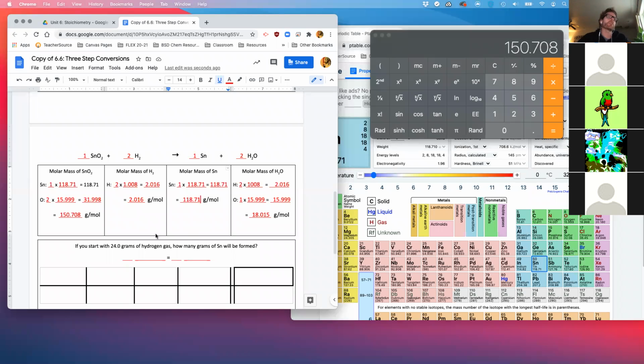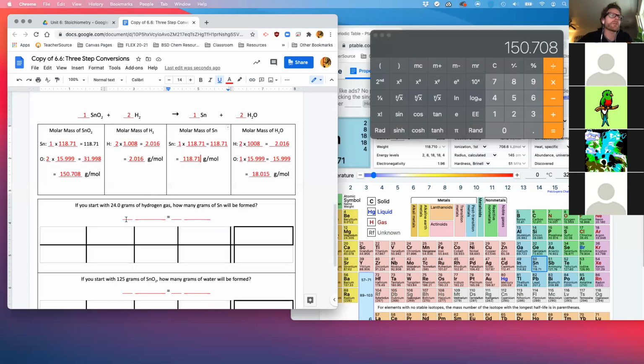All right, so here are the molar masses I got for each one of these. For hydrogen gas, I got 2.016. For Sn, I got 118.71. For the molar mass of water, I got 18.015. Now notice, the 2 out in front here does not affect this number. Just like the 2 out in front here does not affect this number. These molar masses, the numbers in them are determined by what the subscripts are, not the coefficients.